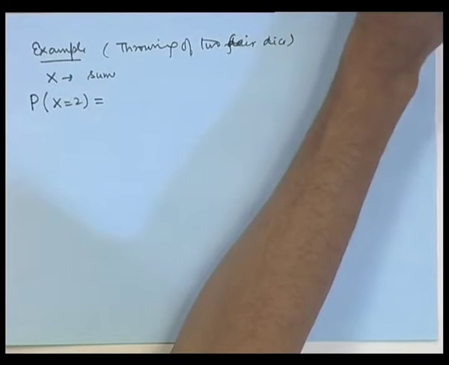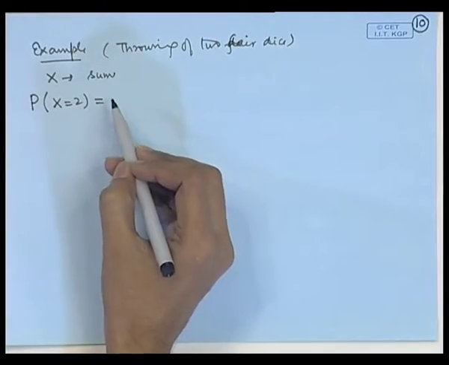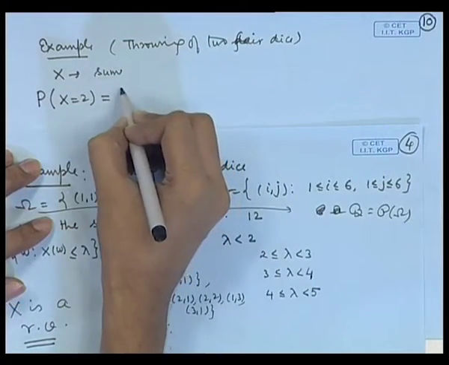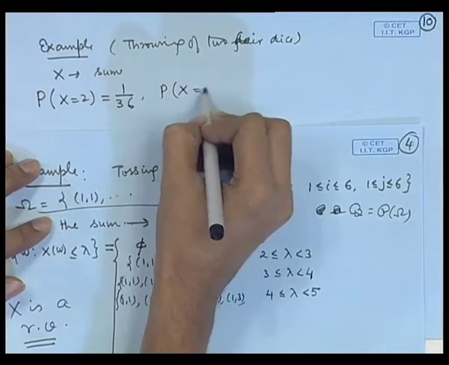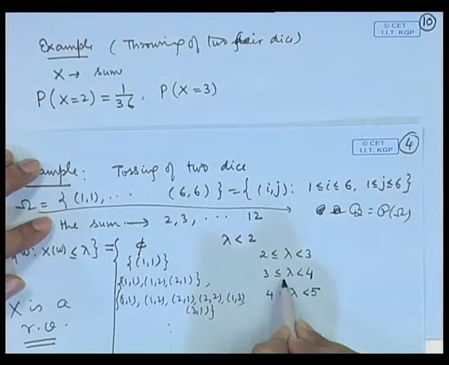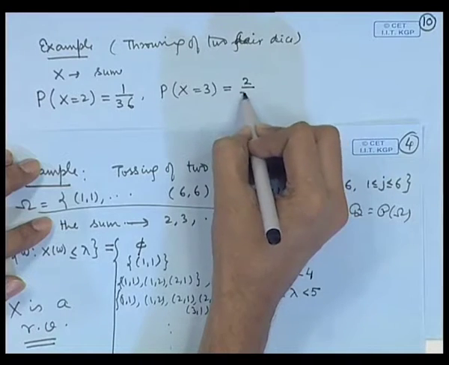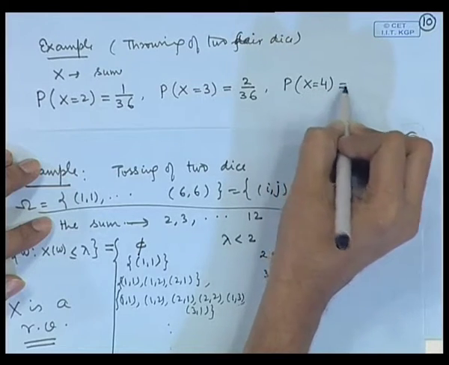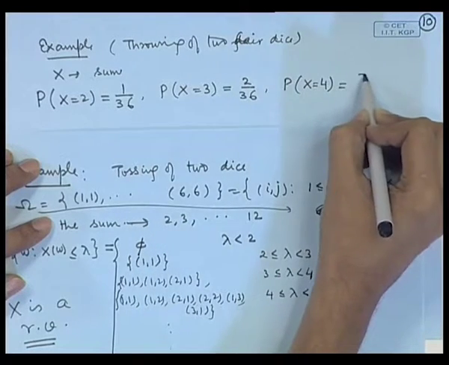So, there is only one outcome out of 36 outcomes. So, if it is a fair die, the probability of this will be 1 by 36. If we look at probability of X equal to 3, then there are two outcomes 1 2 and 2 1, which correspond to the sum being equal to 3. Therefore, the probability that X equal to 3 will become 2 by 36. If we look at X equal to 4, then we will have favorable outcomes as 2 2, 1 3 and 3 1. There are 3 possible outcomes.